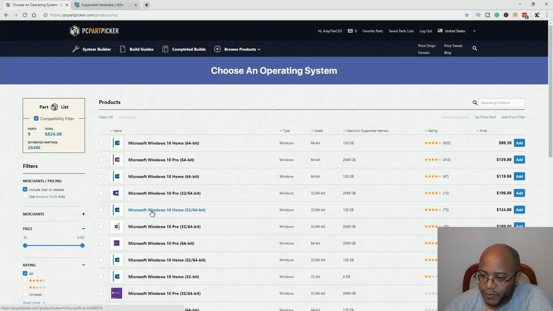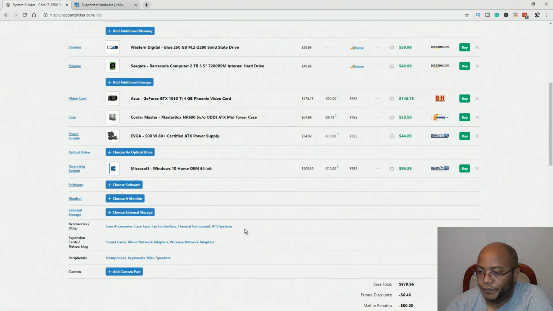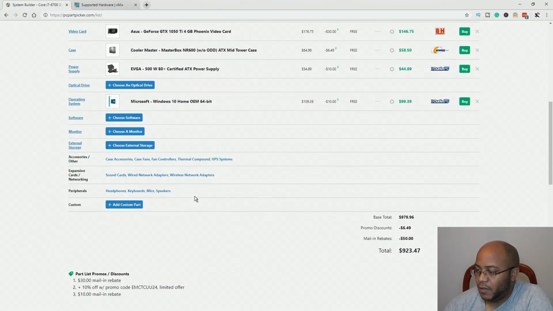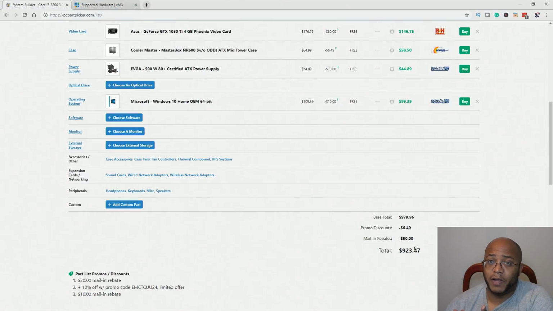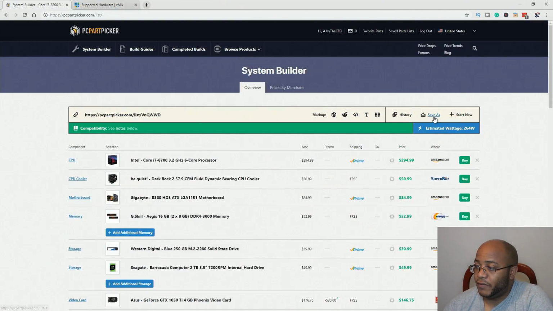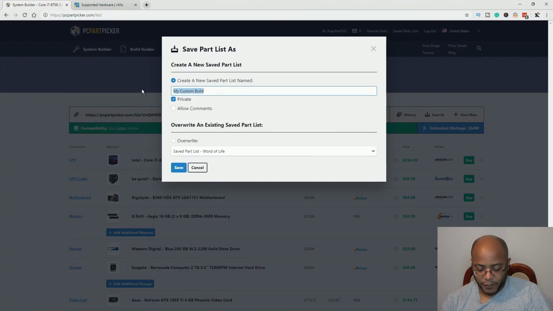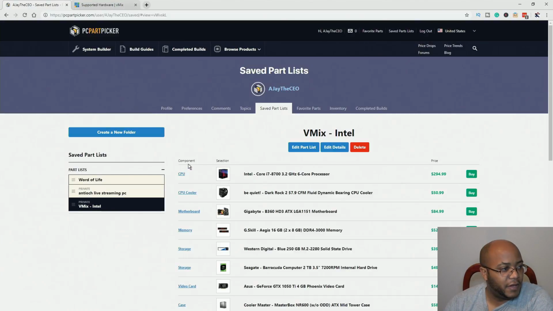And operating system, Windows 10. But we'll use SCD keys for that anyway, so instead of $100, we'll get it for like 20. And VMix is $60 for that license. All right, so right there with the $60, we're looking at close to just under $1,000. That's not with keyboard, that's not with monitor. You add that in, you'll be over $1,000. So let's go ahead and save this, and we're going to say this is VMix Intel.